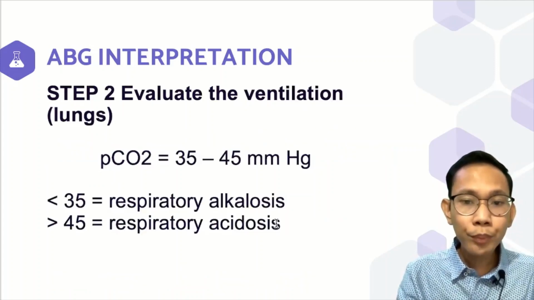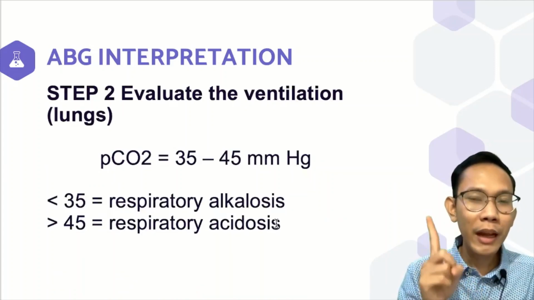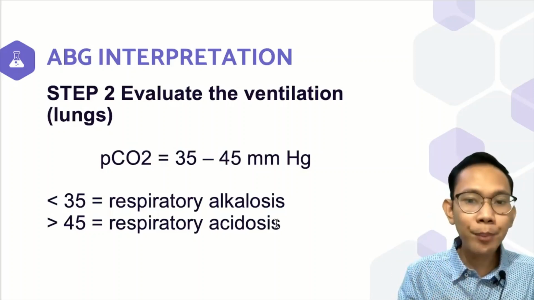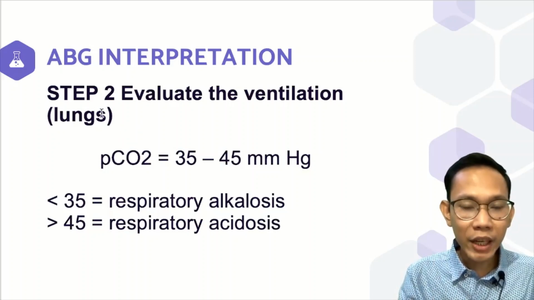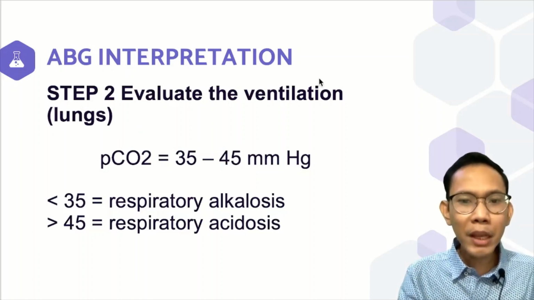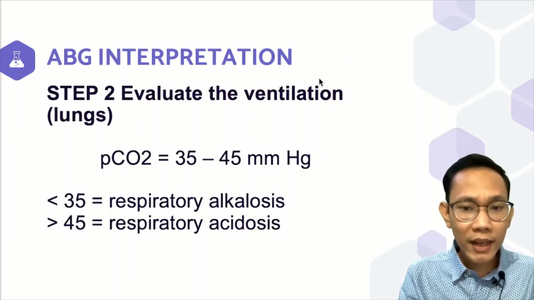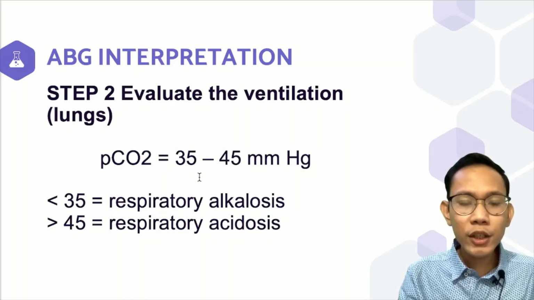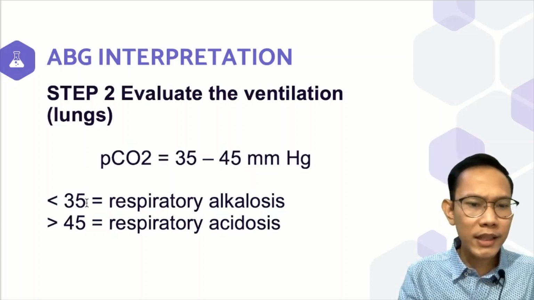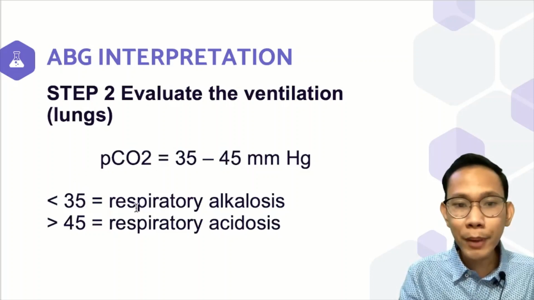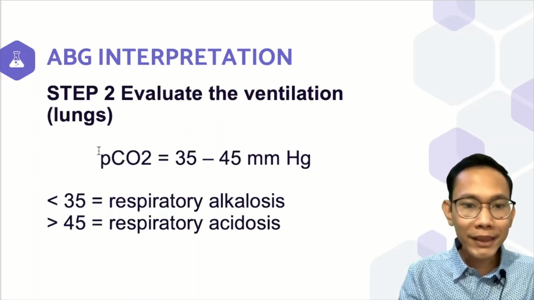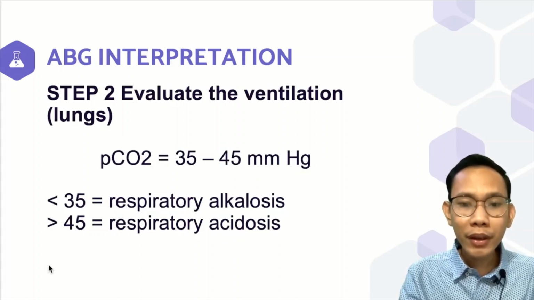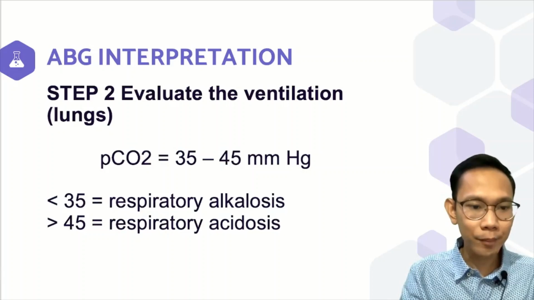So, step 2. Tapos na tayo sa step 1, no? Determine the pH or you can calculate the pH. Next step, evaluate the ventilation of the lungs. So, paano natin ma-evaluate yung ventilation ng ating lungs? You check the PCO2 level. Normal level is 35 to 45. Pag less than 35, of course, we all know that's respiratory alkalosis. Pag mataas ang level ng PCO2 natin, more than 45, that's gonna be your respiratory acidosis.